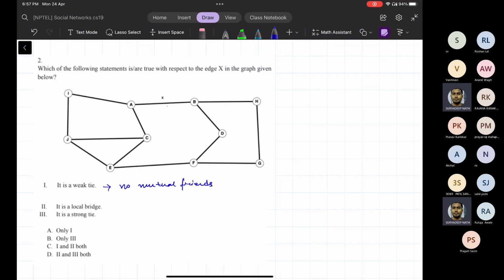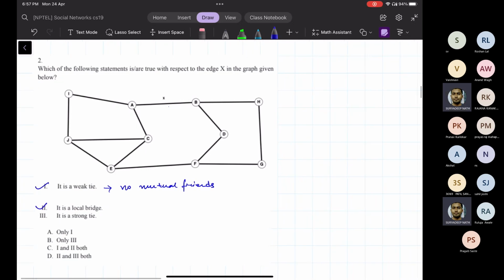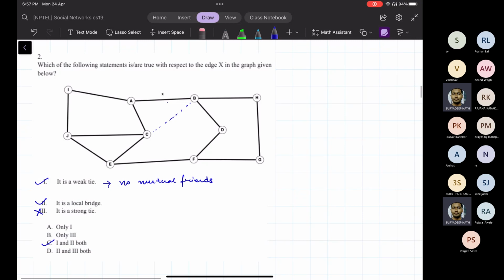It is a weak tie, and weak ties are local bridges and vice versa. So if one is correct, two is correct too. If it was a strong tie, then B and C would also have been friends by strong triadic closure. But that is not the case. So option 3 is incorrect. So the right answer is it's a weak tie and it is a local bridge. So option C is the right answer.